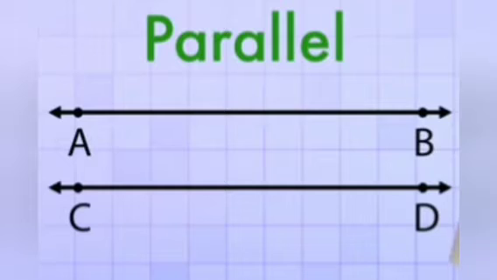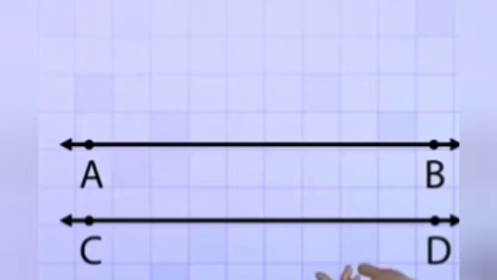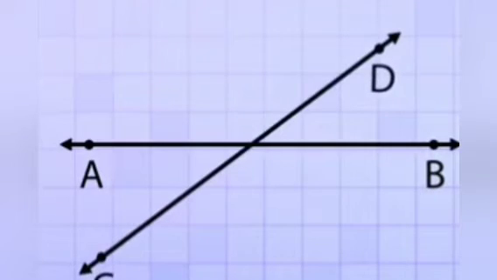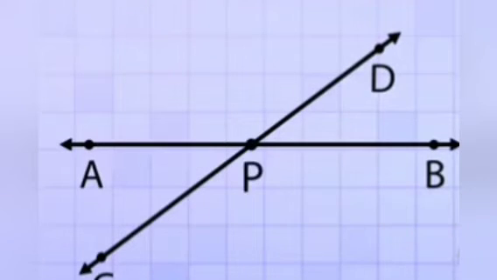Now, you have probably heard of the term parallel before, like parallel parking, parallel universe, or parallel bars. Okay, so parallel lines are lines that never meet or never cross. But what if we take one of these lines and give it a little nudge? Now the lines aren't parallel anymore. In fact, they cross at this point here, P.